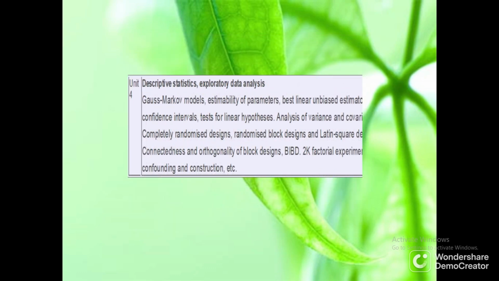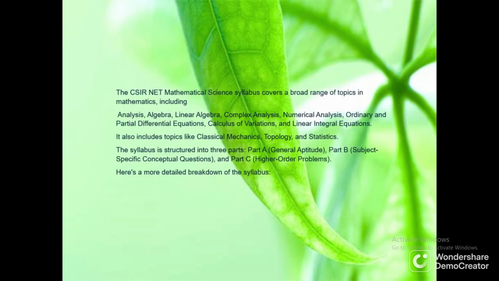Another portion is probability and statistics. Maths students have an area for this, and statistics students also have this as their major part. The probability and statistics portion is very important for the NET exam. The CSIR NET mathematical sciences exam covers a broad range of topics: algebra, analysis, complex analysis, numerical analysis, ordinary and partial differential equations, calculus of variations, linear integral equations, classical mechanics, topology, and statistics.